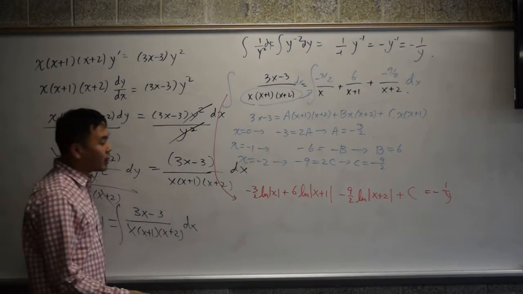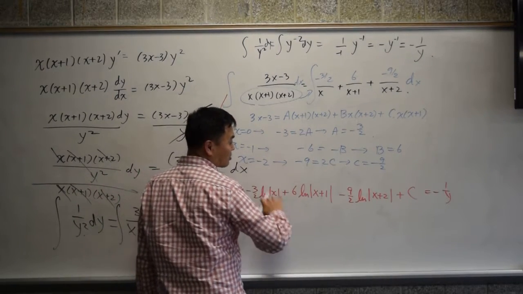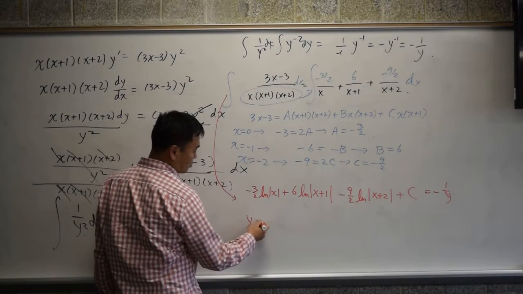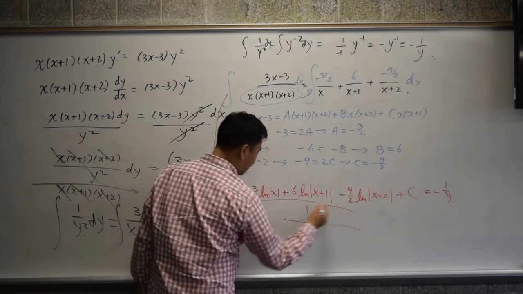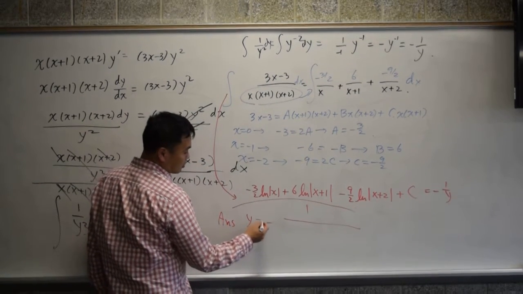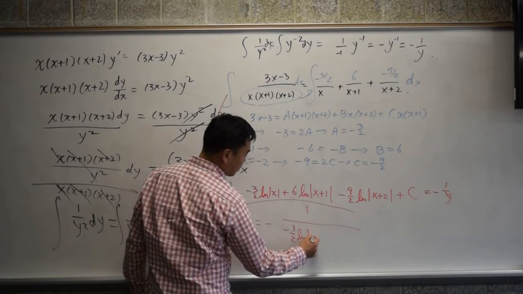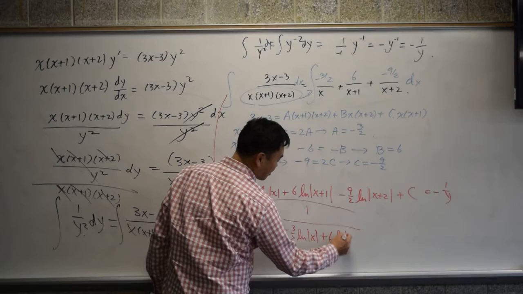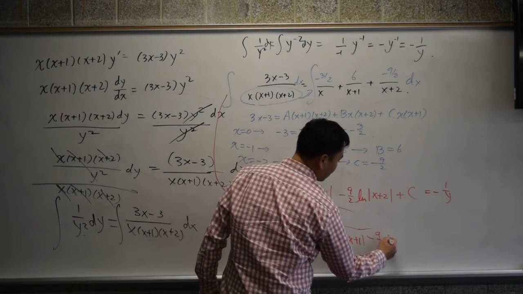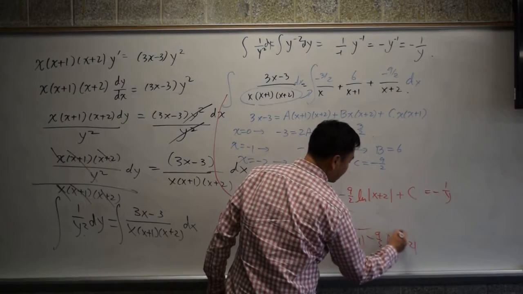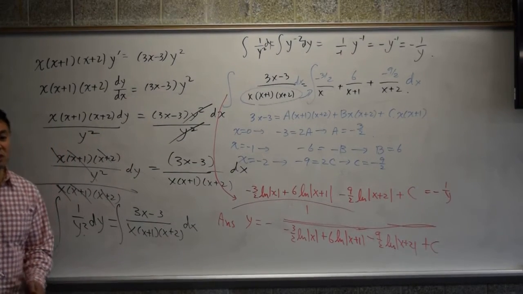Therefore, if you solve for y, all you have to do is now multiply by y and divide the entire side to the other side, so you get y equals negative 1 over this entire thing. So this is the answer. The answer is y equals negative 1 over negative 3 over 2 ln of absolute value of x, plus 6 ln of absolute value of x plus 1, minus 9 over 2 ln of x plus 2, plus C. So, a humongous thing is the answer.